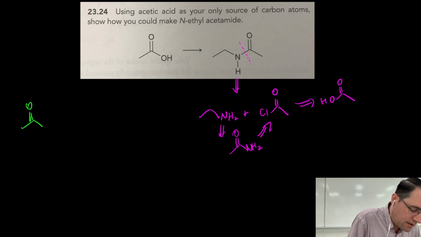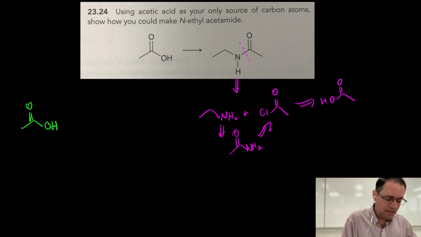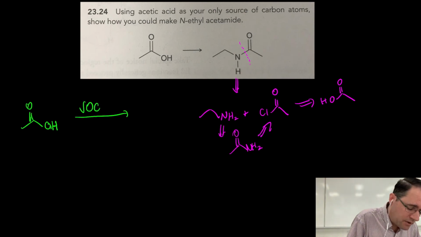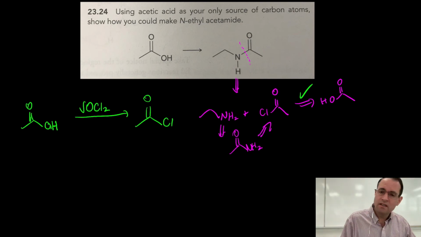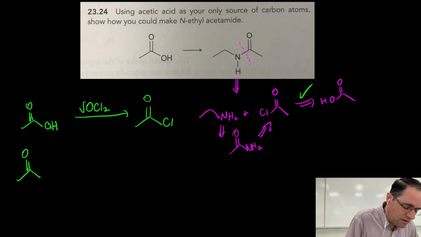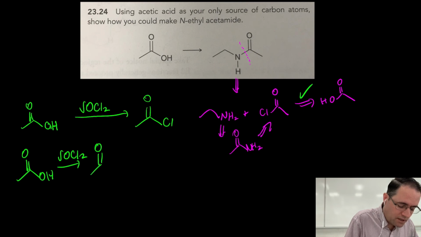We want to take the carboxylic acid, and we want to treat this with SOCl2 to give us the acid chloride, okay? So that's that reaction, okay? And then the other thing we would want to do is take the carboxylic acid, convert this to SOCl2 to make the acid chloride, okay?